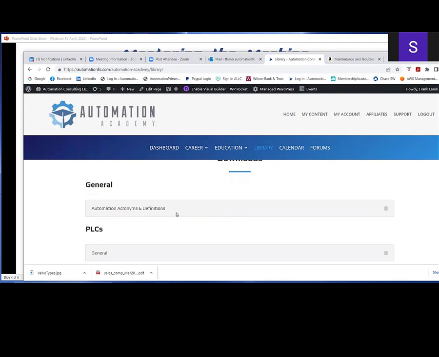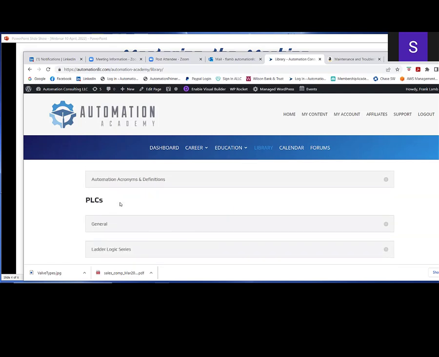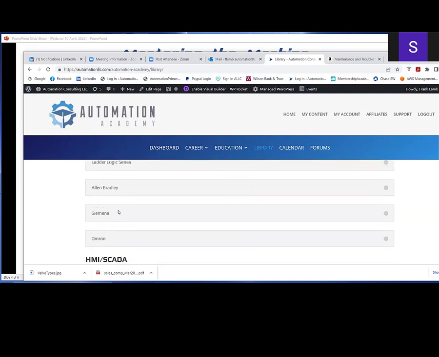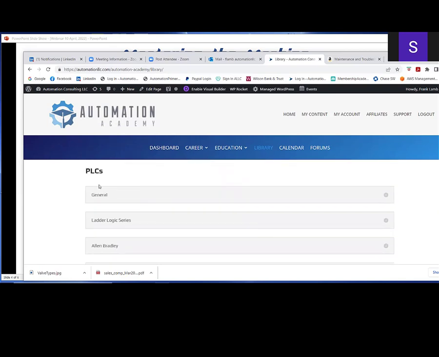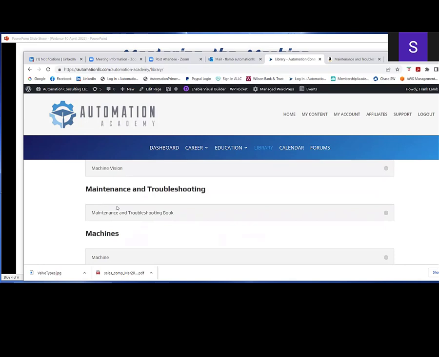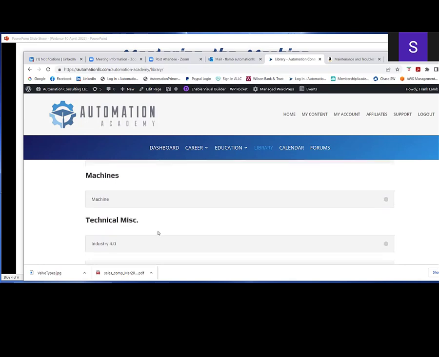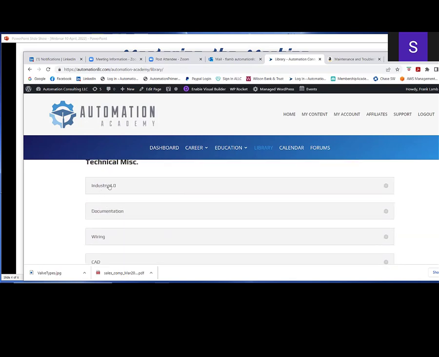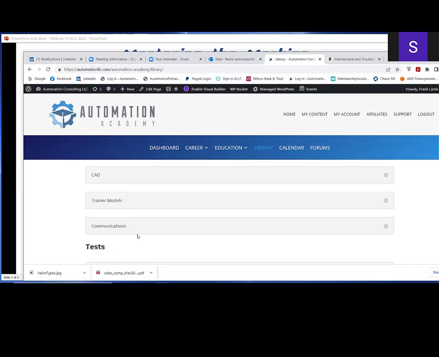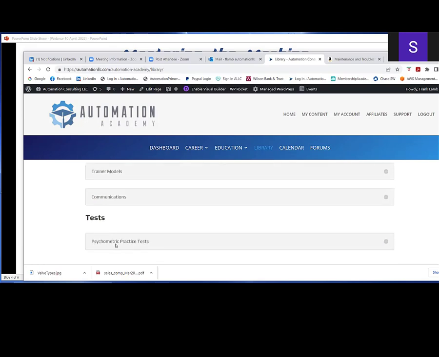It's a 384-page book that they're charging a lot of money for, and you can go download all the individual sections along with all this other fun stuff, right? Lots of PLC stuff, HMI stuff, devices. There's some software on here, technical miscellaneous, industry 4.0, documentation, wiring, CAD, lots of different things that I've put on here. And then there's even some tests, right?